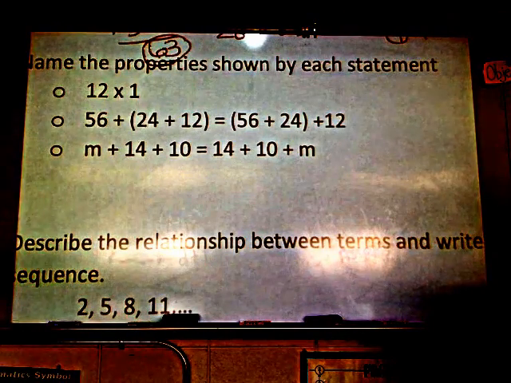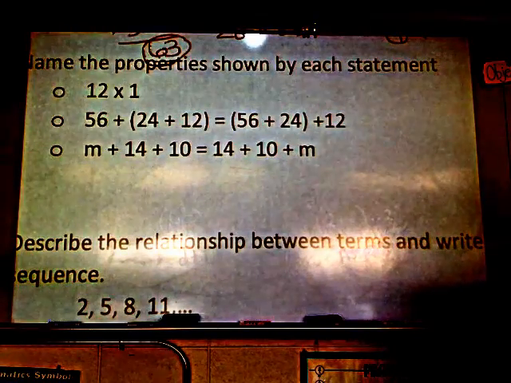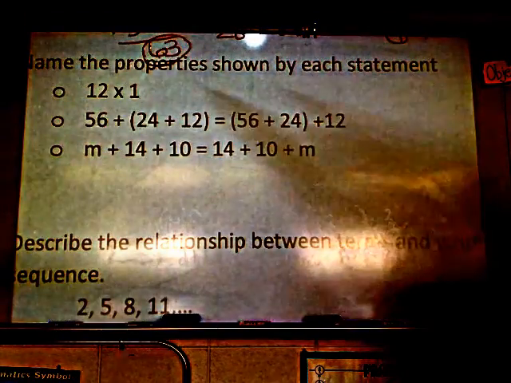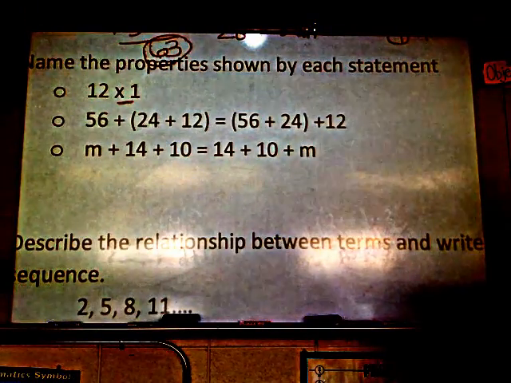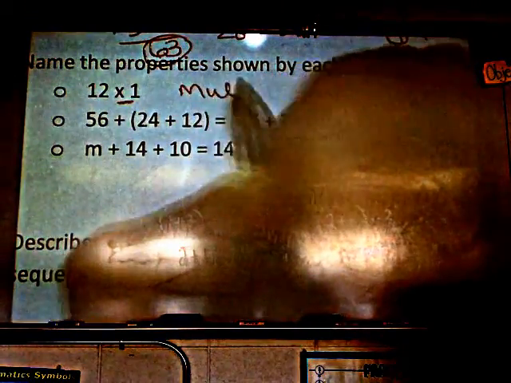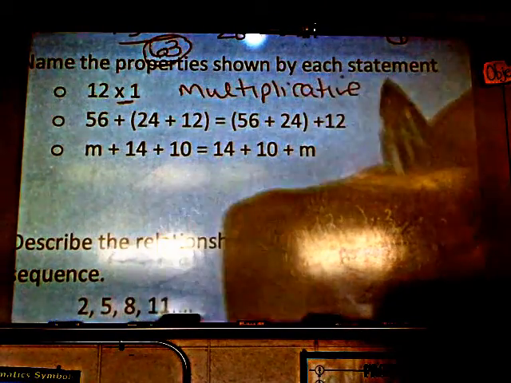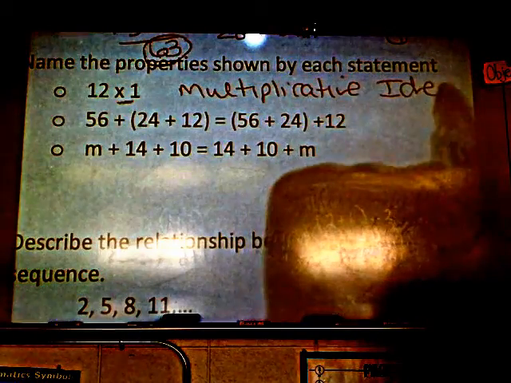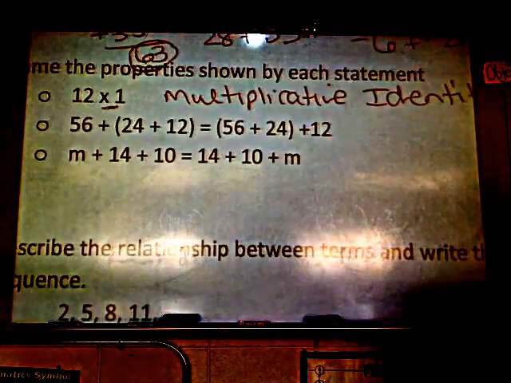First one, you can see we're taking 12 times 1. All right, so when I'm multiplying by 1, I know that I'm multiplying, and when I take 12 times 1, that's the same as 12. So I'm looking at a multiplicative identity. And that's what we would write down, multiplicative identity.